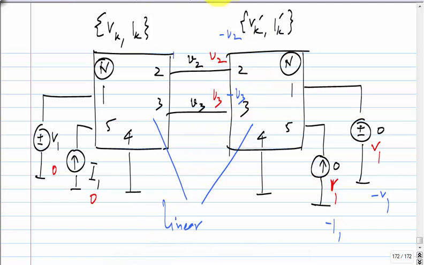Now, we are looking at a case with V1, I1 and minus V1, minus I1. So, we have to superpose this and that and this and that. Okay. So, it becomes 0. Is it okay?